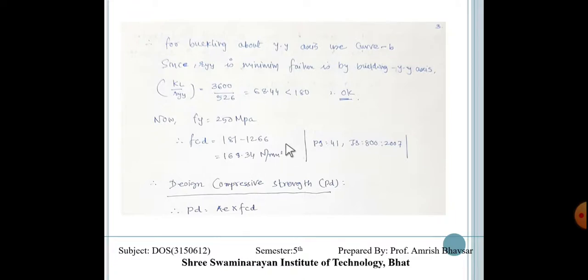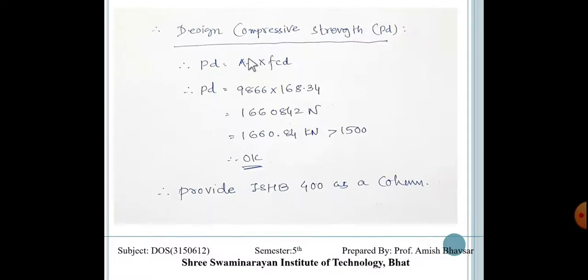Now we can calculate the design compressive strength for this, and that is PD is equal to A into FCD. So the design compressive strength PD is equal to A into FCD, that's why PD is equal to 9866 into 168.34.